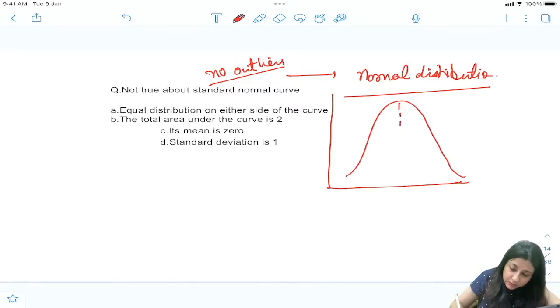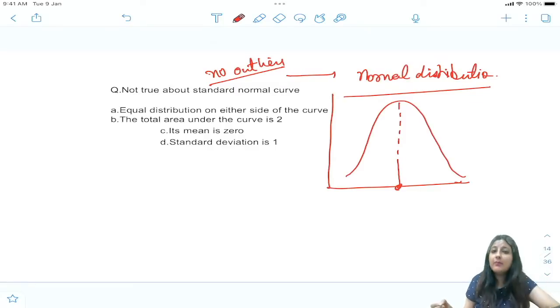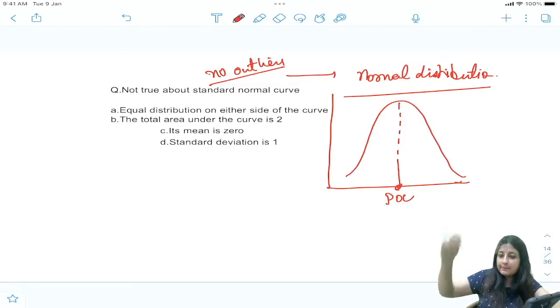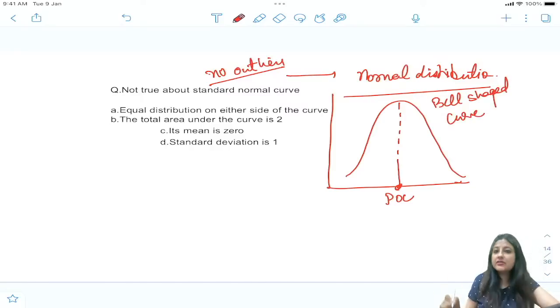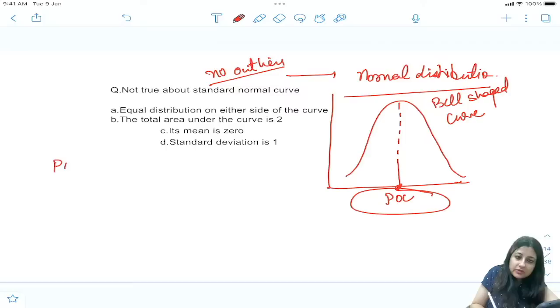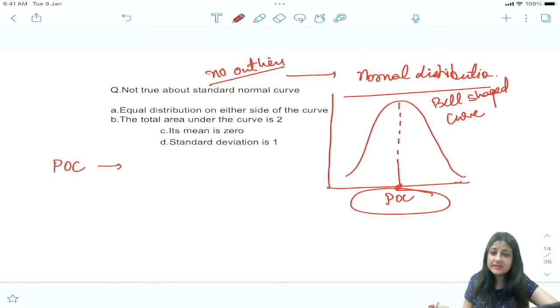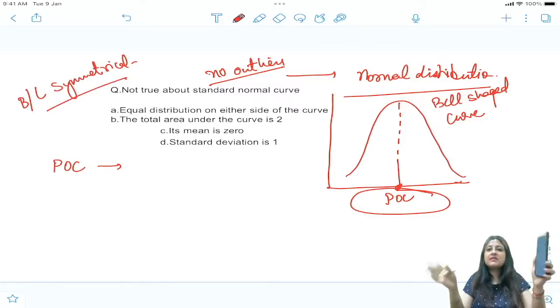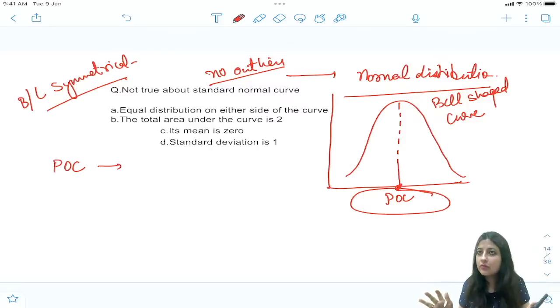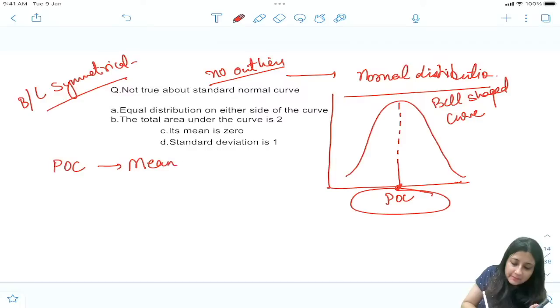So for normal distribution, this middle point, what is it? A point of coincidence. All right, this is a bell-shaped curve. It is also known as Gaussian distribution. And at the point of coincidence, what is it called? It can come in nursing also. Of course, you can get the same topic in public health nursing. Yes, it is symmetrical, bilaterally symmetrical. What do you mean by bilaterally symmetrical? It simply means that both the sides are mirror images of each other. At the point of coincidence, your mean is equal to median is equal to mode.